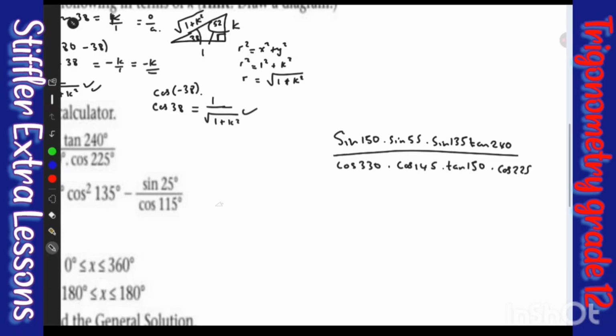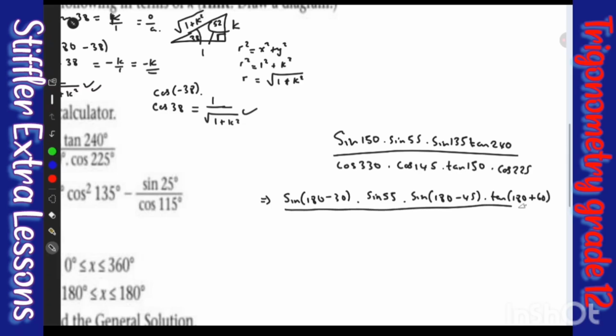So let's simplify each and every ratio one by one. So we start on sine there. So we know that that is over 90, so it's in the second quadrant, so let's reduce that. So this becomes sine 180 minus 30. We do it a step at a time, and then sine 55, we cannot simplify that further, so this is just sine 55. Sine 135, this becomes sine 180 minus 45, and then tan 240 is equal to tan 180 plus 60.